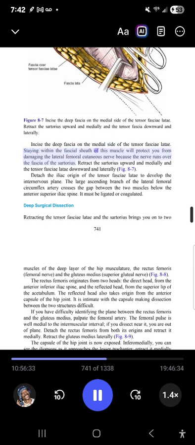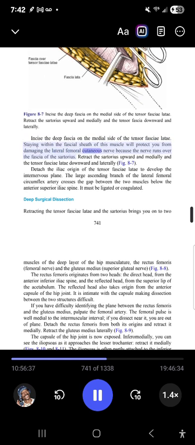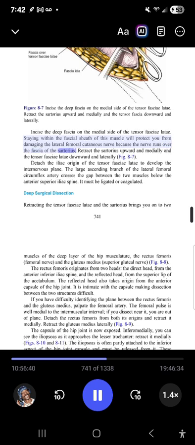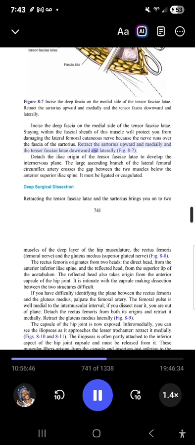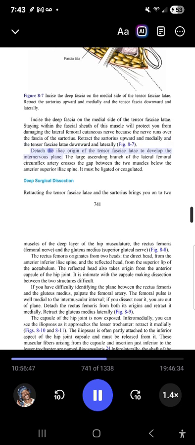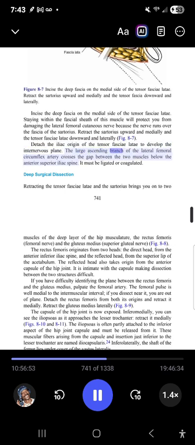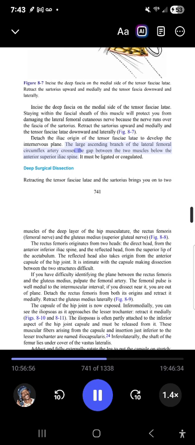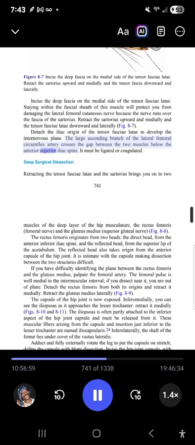Staying within the fascial sheath of this muscle will protect you from damaging the lateral femoral cutaneous nerve, because the nerve runs over the fascia of the sartorius. Retract the sartorius upward and medially and the tensor fasciae latae downward and laterally. Figure 8-7. Detach the iliac origin of the tensor fasciae latae to develop the internervous plane. The large ascending branch of the lateral femoral circumflex artery crosses the gap between the two muscles below the anterior superior iliac spine. It must be ligated or coagulated.